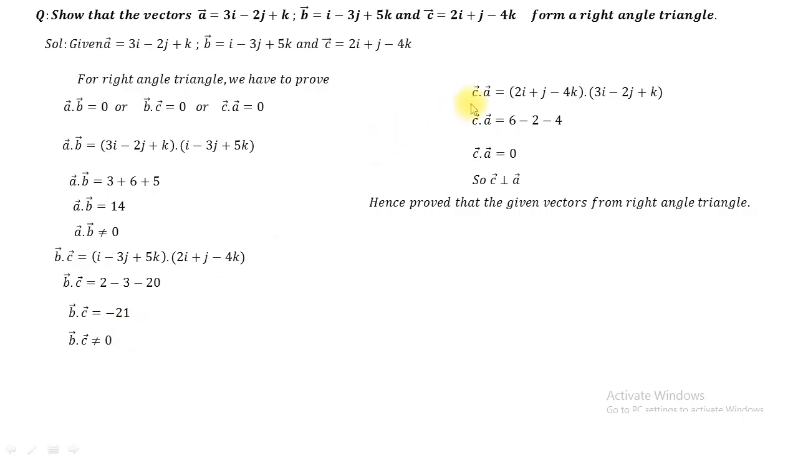Now to find C dot A. This is vector C and this is vector A. So 2 multiplied by 3, 6, 1 multiplied by minus 2, minus 2, minus 4 multiplied by 1, minus 4. So 6 minus 6 is equal to 0. So the dot product of these two vectors C and A is 0. So C is perpendicular to vector A, and hence it is proved that the given vectors form a right angle triangle.